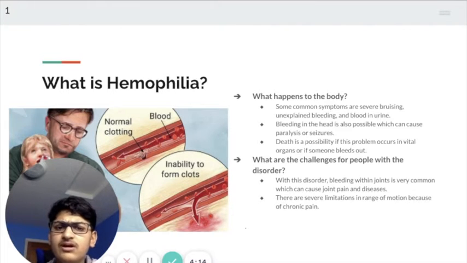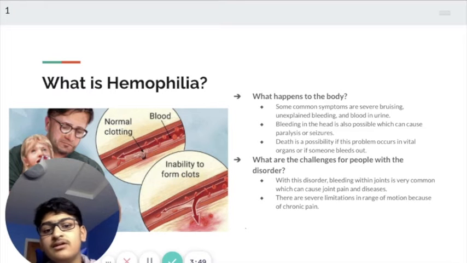So you might be wondering what happens to his body. Some common symptoms of hemophilia patients include severe bruising, unexplained bleeding, and blood in the urine. Bleeding in the head is also a possibility, which can cause paralysis and seizures. Something that's very, very unlikely is death, which is caused by excessive bleeding in the vital organs.